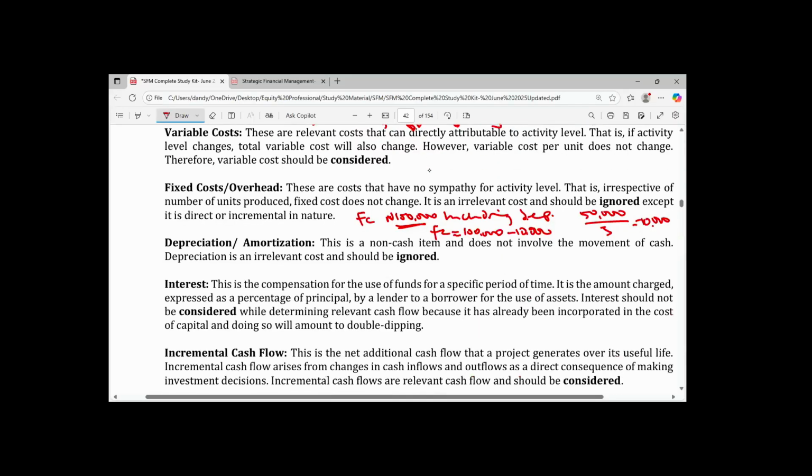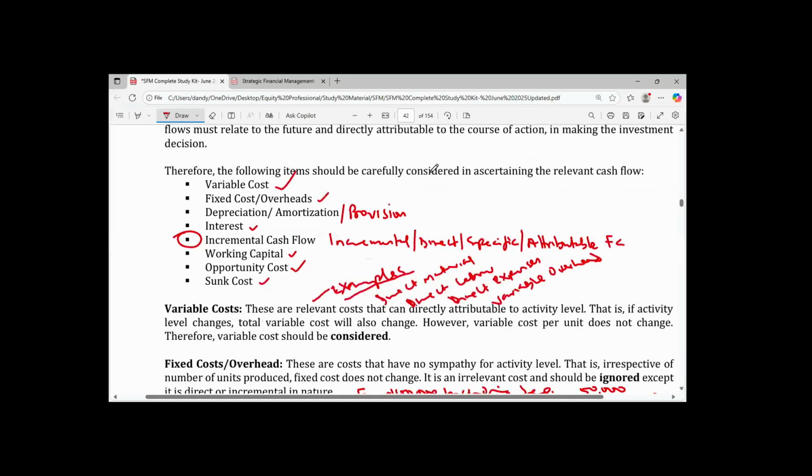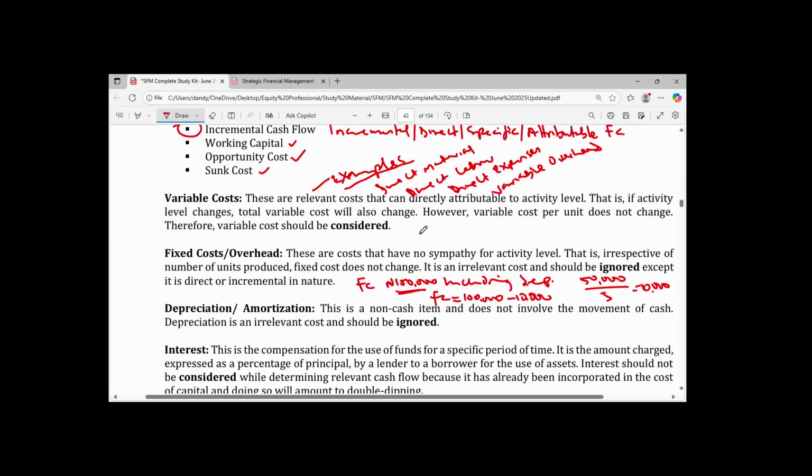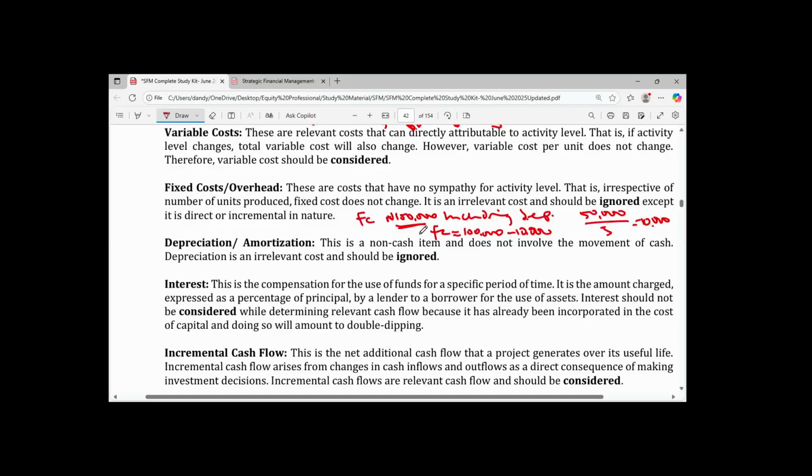Now, let's talk about depreciation. What do you mean by depreciation? Depreciation, amortization, or provision are notional costs. They are not cash flow. So because depreciation, amortization, provision are not cash flow, they are not relevant because they do not involve movement of cash, so we have to ignore it. In that case, when you see depreciation, amortization, or provision in a question, please ignore. They are not cash flow because when you want to determine financial viability of a project, you need cash flow. Depreciation is not a cash flow, so that's why you have to ignore it.